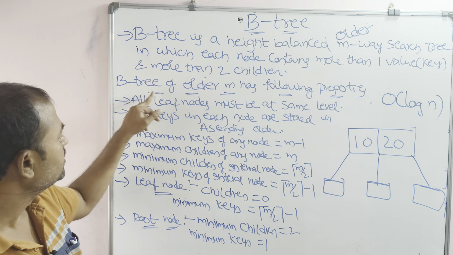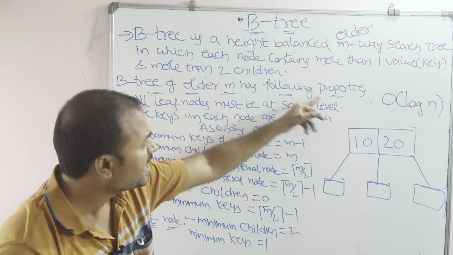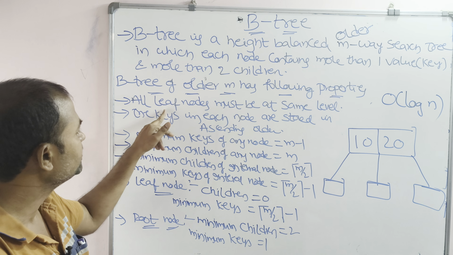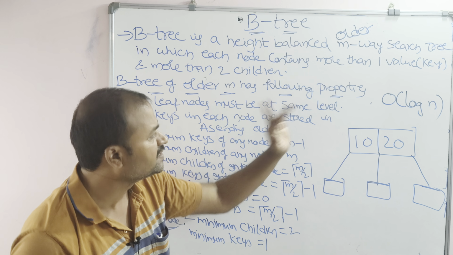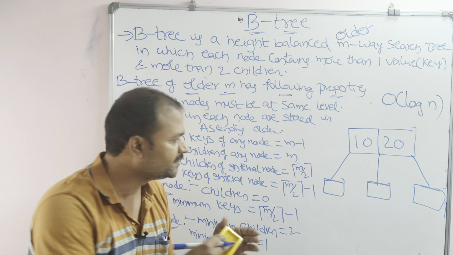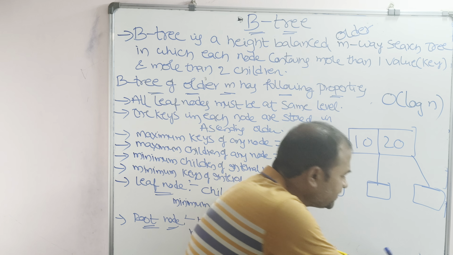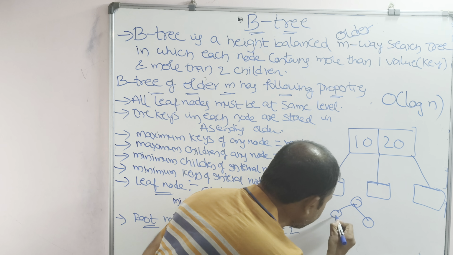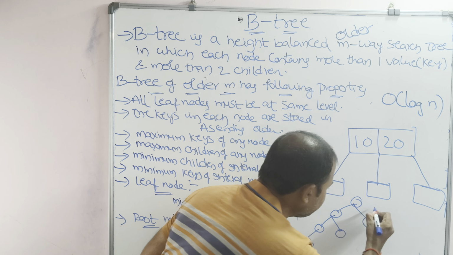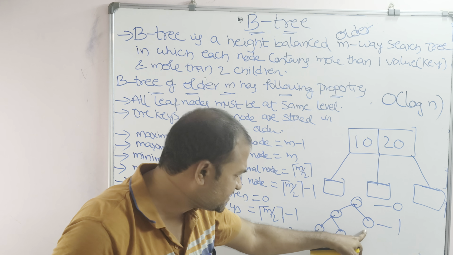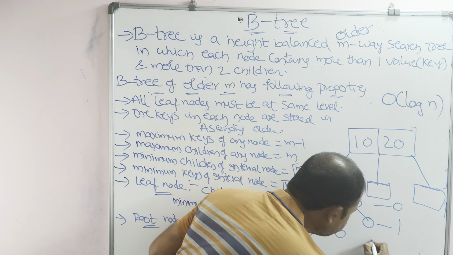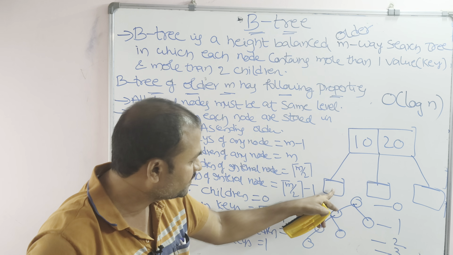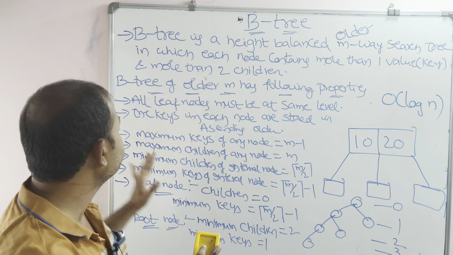Now let us see that a B tree of order M has the following properties. So let us discuss the properties. The first property is all leaf nodes must be at the same level. But if we take a binary search tree, let us see this diagram. So this is level 0. This is level 1. So this leaf node is at level 1. This leaf node is at level 2. This leaf node is at level 3. But if we take a B tree, then all leaf nodes must be at the same level.